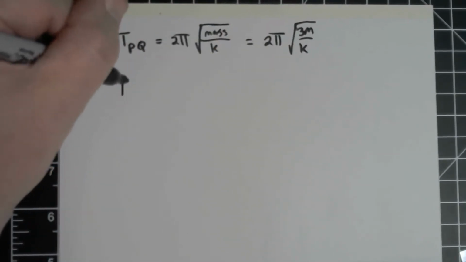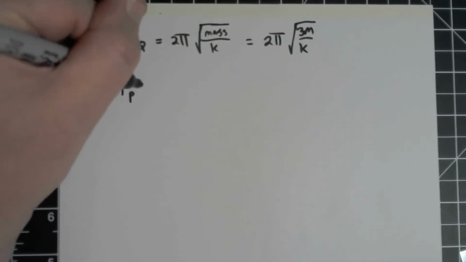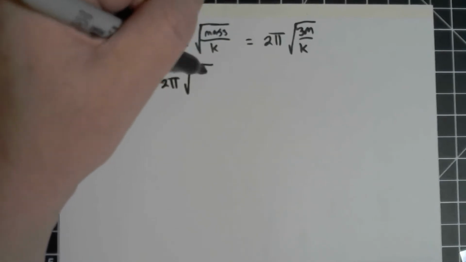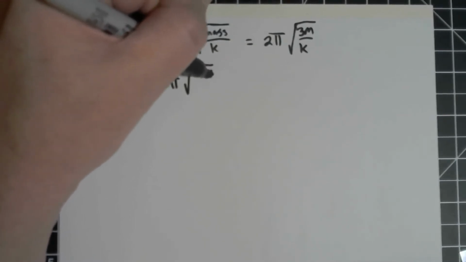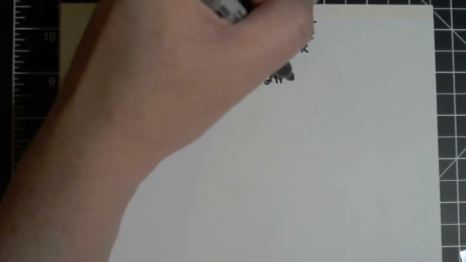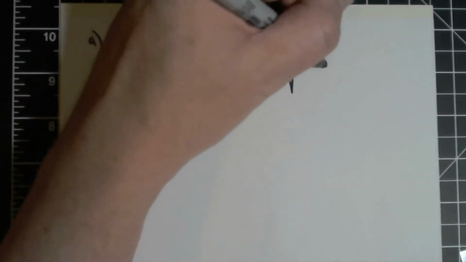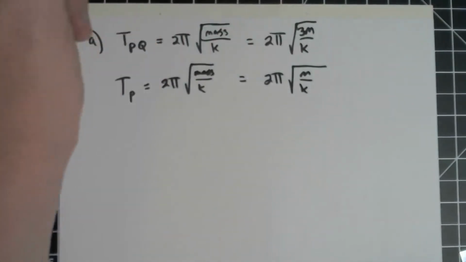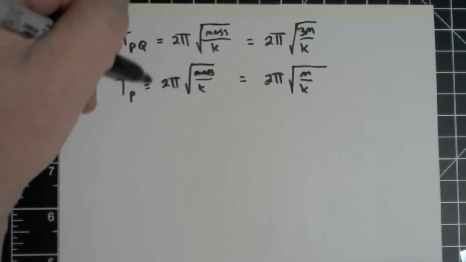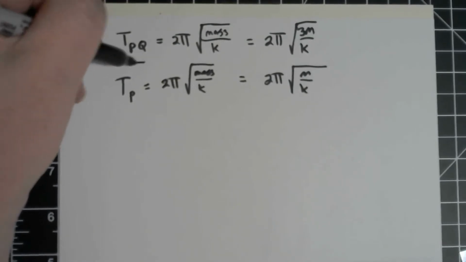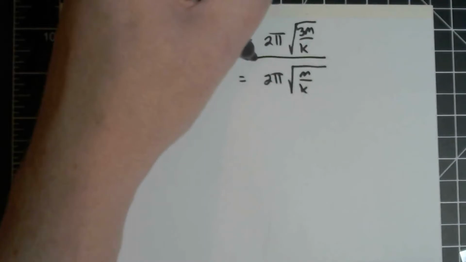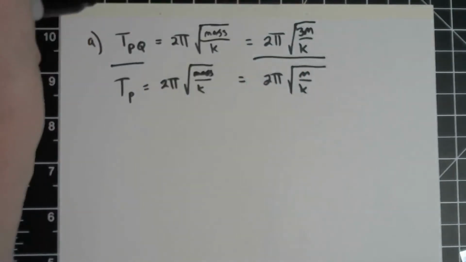Now, the original period is just 2 pi times the square root of the mass of that system divided by k. It's still the same spring, and so that's 2 pi times the square root of m over k. Now in this question it wants us to determine the ratio of these two terms. So essentially all I'm going to do is divide those two terms together, because they're both equal.